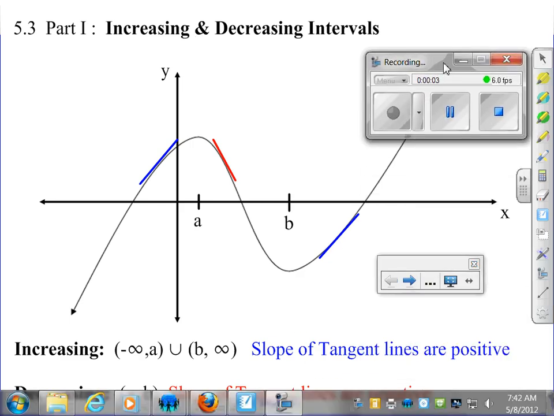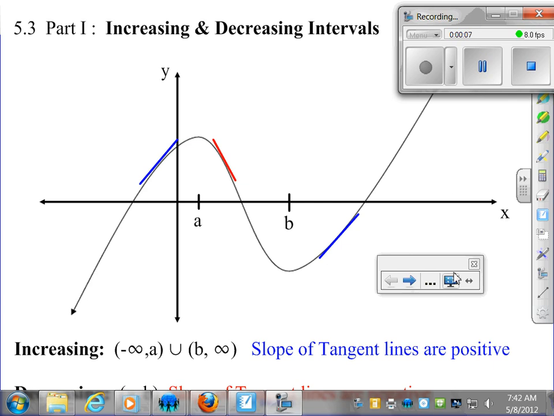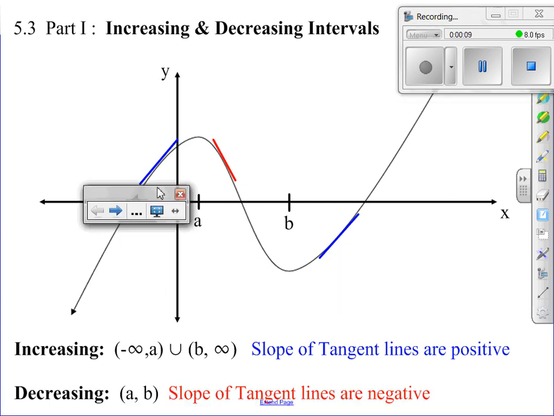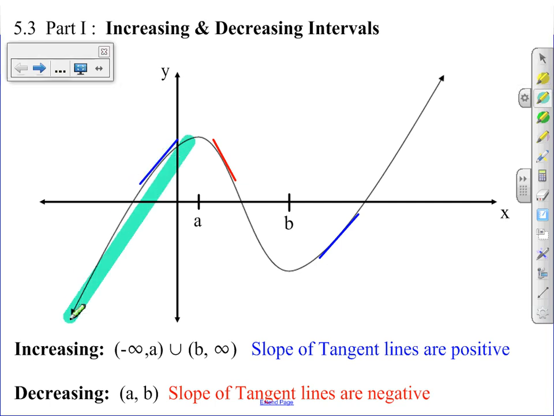All right, today we're going to look at the first part of section 5.3, which allows us to use our derivative to help us determine where a graph is increasing or decreasing. We've done these questions before, we just haven't used the derivative before. So the first thing I'd like you to note is the interval that I'm marking in light blue. And those are the intervals where the graph is increasing.